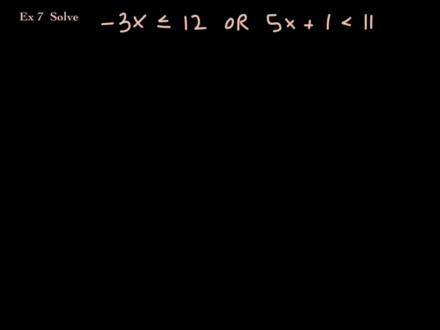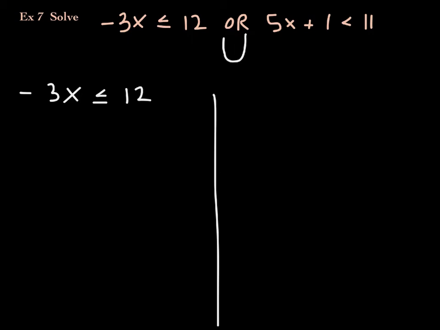All right, everybody, this is our last example for this section. Let's solve each one of these inequalities separately. Remember that the word or implies union. All right, here we go. Negative 3x is less than or equal to 12. What I would invite you to do right now is pause this video, pause this lesson, and solve each one of these on your own.